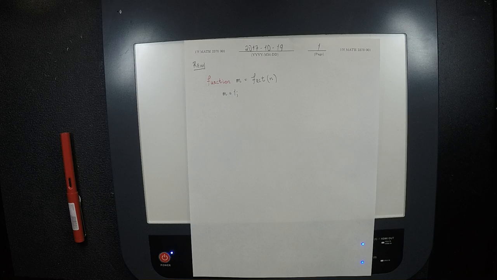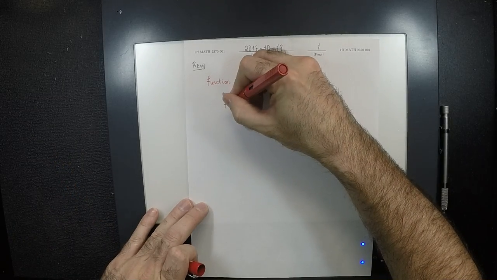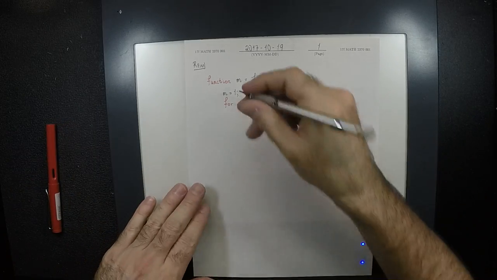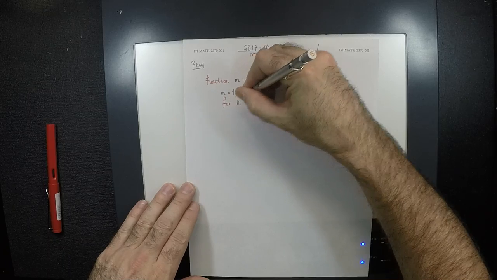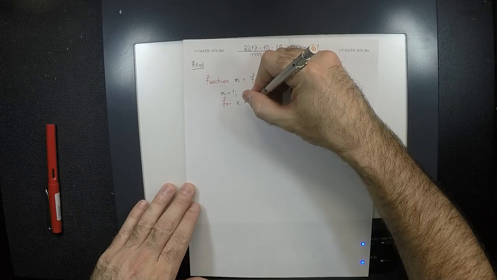I'll say m is 1 because of this thought: what's the lowest integer you can take factorial of? 0. And what is the factorial of 0? It's 1. Okay. So now I'm going to write for, and then I'm going to use a new variable. I'll call it k equal 1 to n.